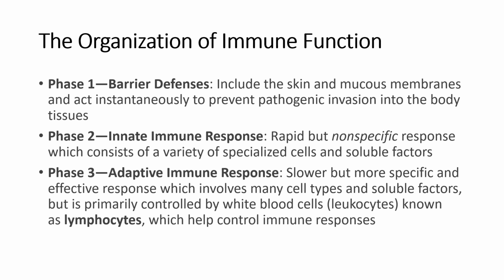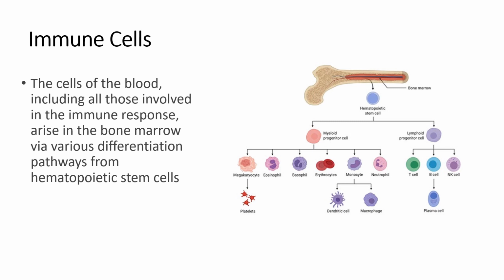in terms of the time that it takes and how efficient it is, which involves many cell types and soluble factors, but is primarily controlled by white blood cells known as leukocytes, right? Remember from the reproductive lecture, the corpus luteum, leuco is white. So white blood cells known as lymphocytes, which control immune responses. The cells of the blood, including all those involved in the immune response, arise in the bone marrow via various differentiation pathways from hematopoietic stem cells. So all those different types originally come from one stem cell, the hematopoietic stem cell, one type rather.